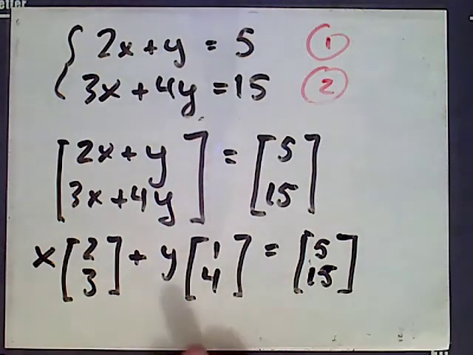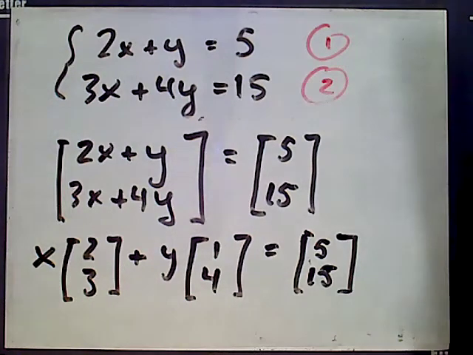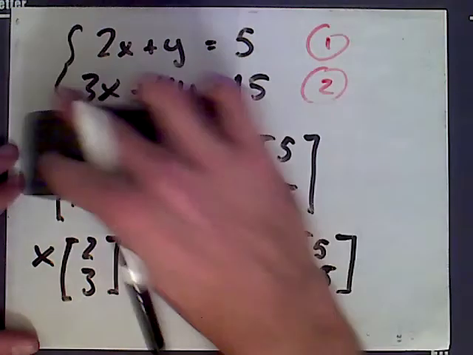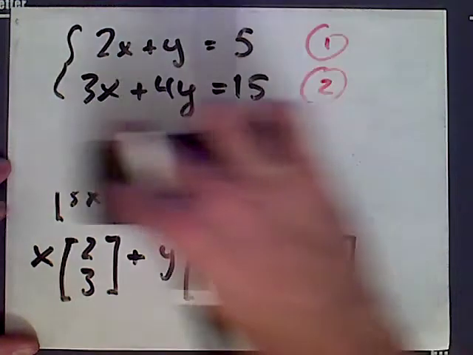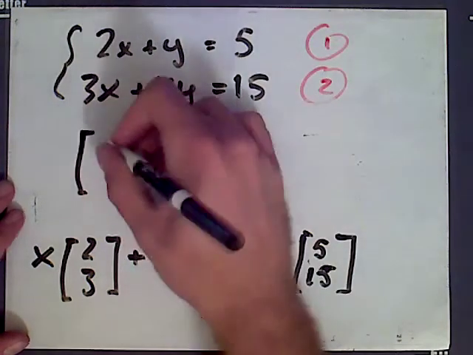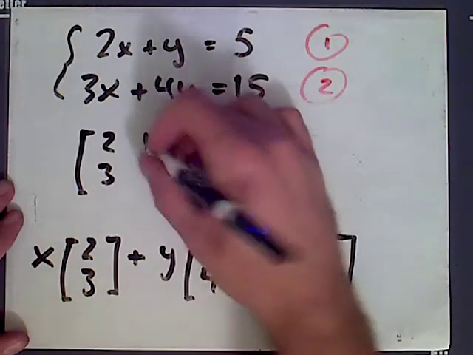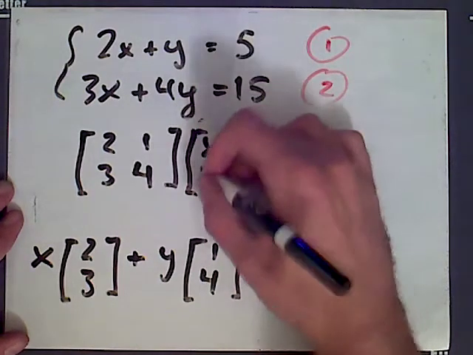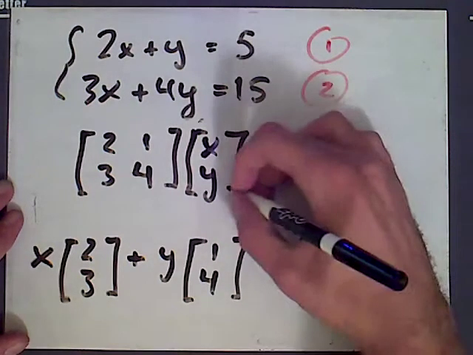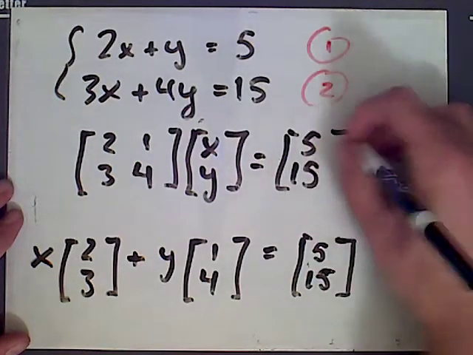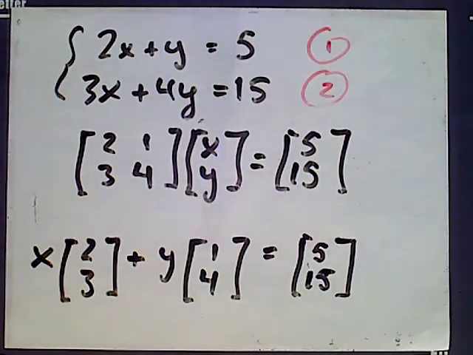And in fact, knowing a little bit about matrix multiplication, which I'm not going to go over in this video, what you get from this bottom equation is the following matrix equation. You get the matrix with rows 2, 1 and 3, 4, times the vector x, y, equals the vector 5, 15. So now we have an equation of matrices.